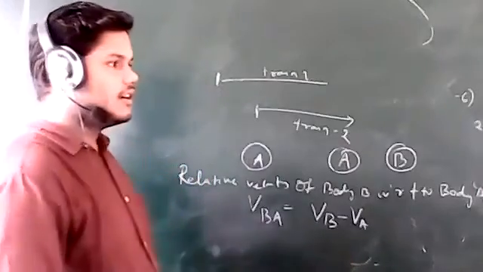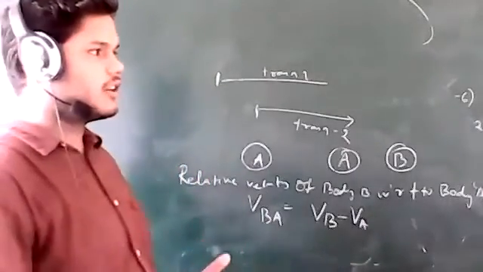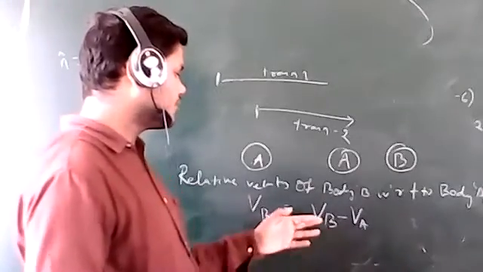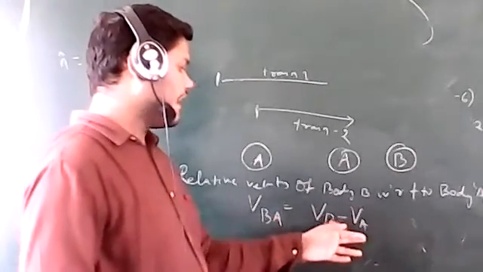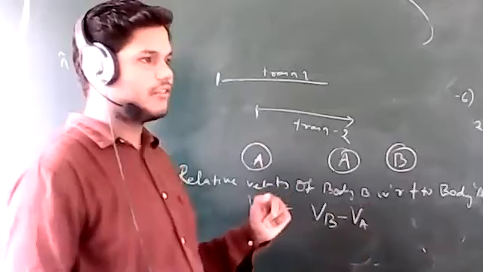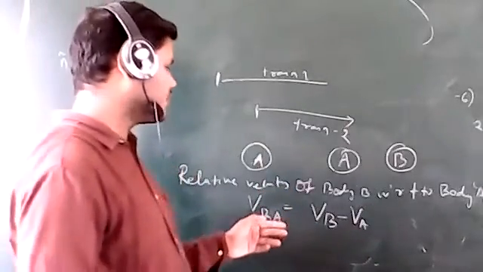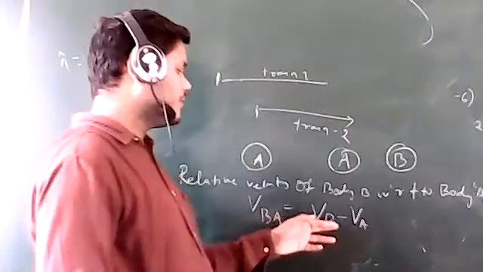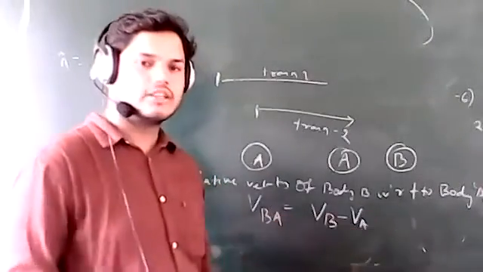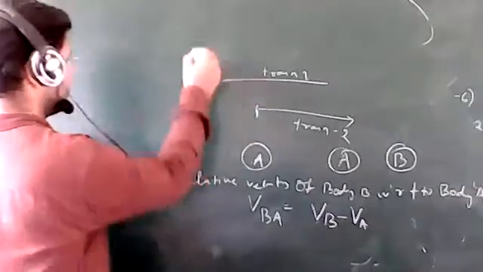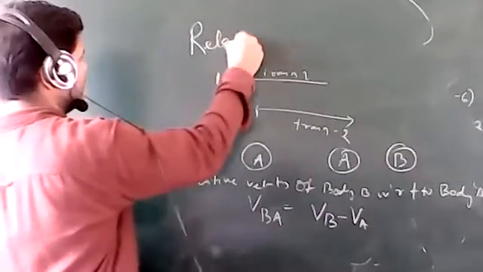If two trains are running at different velocities, say the second train, body B, has a velocity of 60 km/h and the first train is moving at 40 km/h, then you find the relative velocity of body B with respect to body A. That will be VB minus VA, that means 60 minus 40, which is 20. That is the relative velocity.